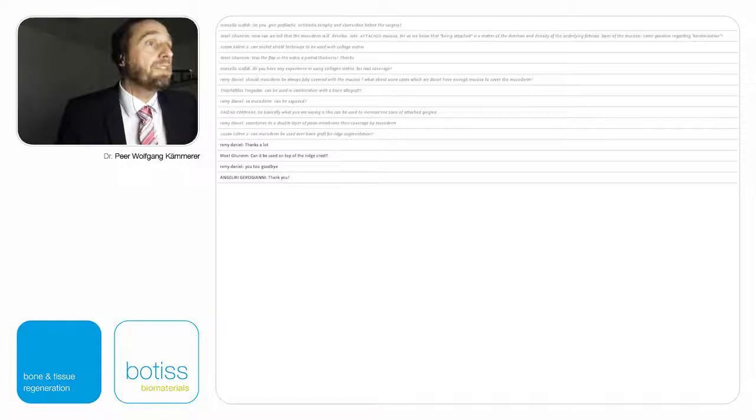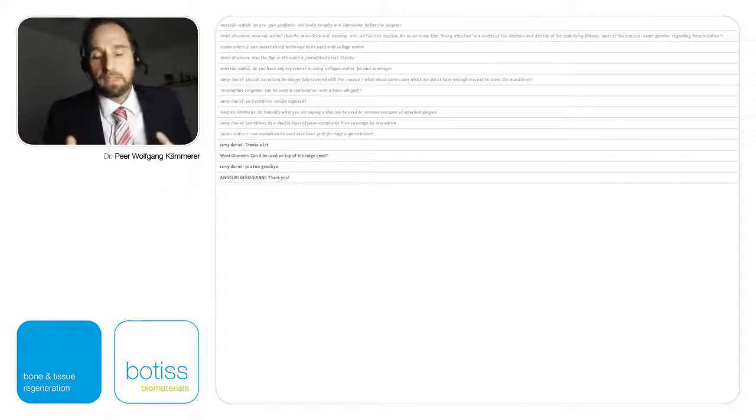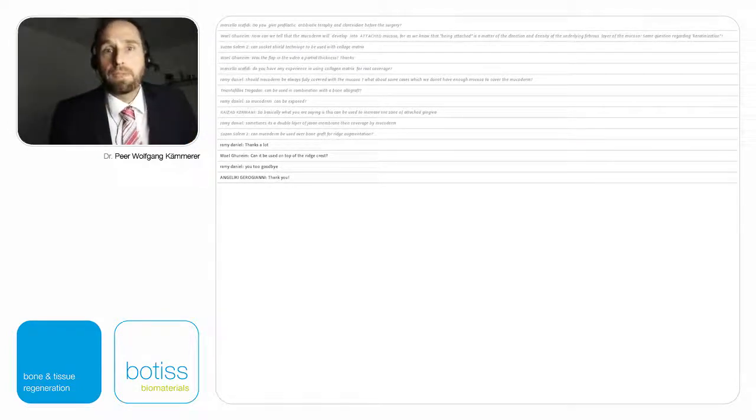The flap in the video was partial thickness. Yes, it was. We do partial thickness flaps for this, because the periosteum needs to stay at the bone. Otherwise it will not work. The periosteal part has a high capacity of regeneration, and you need this capacity to have the growth of new epithelium.